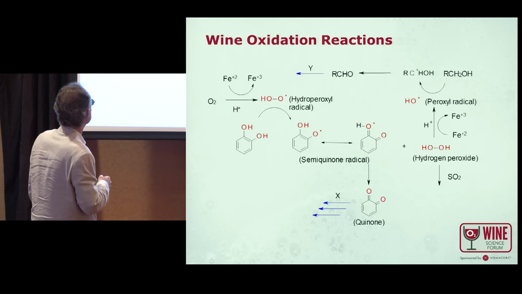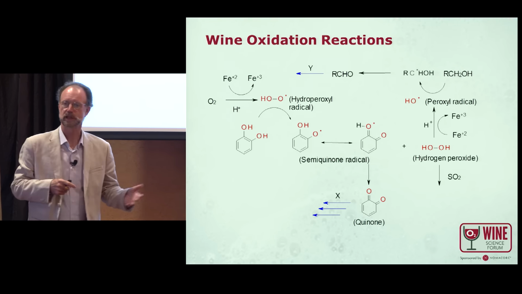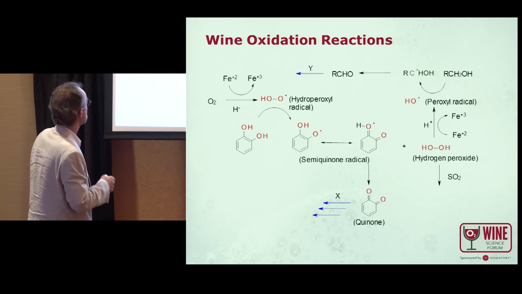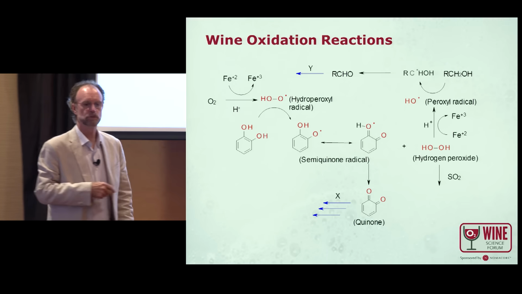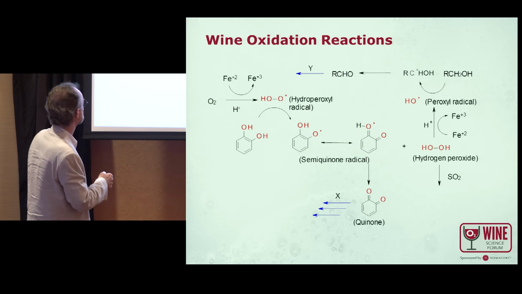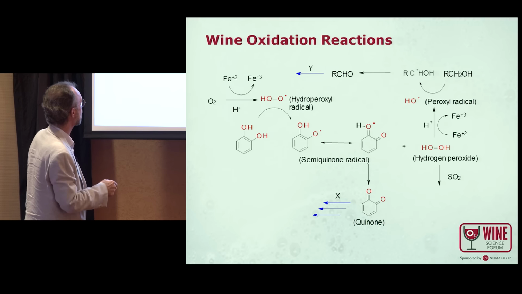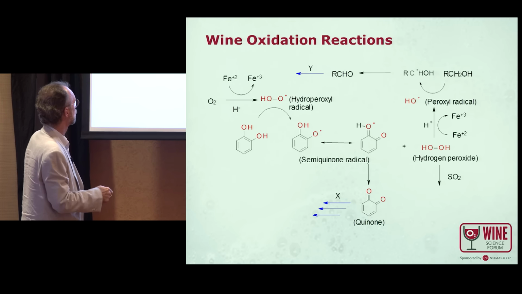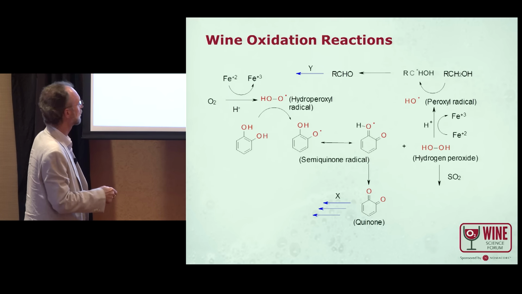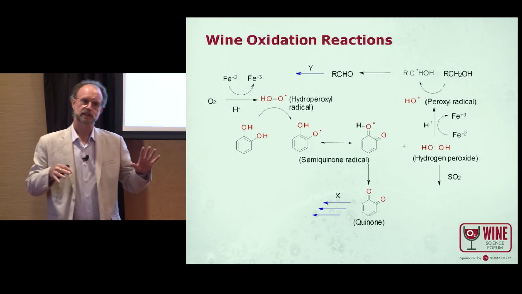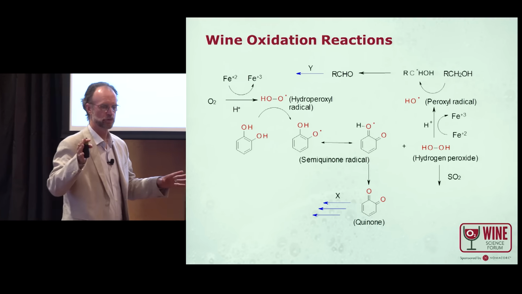So oxygen comes in, you need a catalyst, so it's usually iron, can be copper or manganese. And then this step here is a little bit mysterious. We haven't been able to nail down the presence of this intermediate, so it may or may not exist. But at any rate, at the end of the first step, we get quinones and we get hydrogen peroxide. So one of the key things is understanding what happens to those two components.